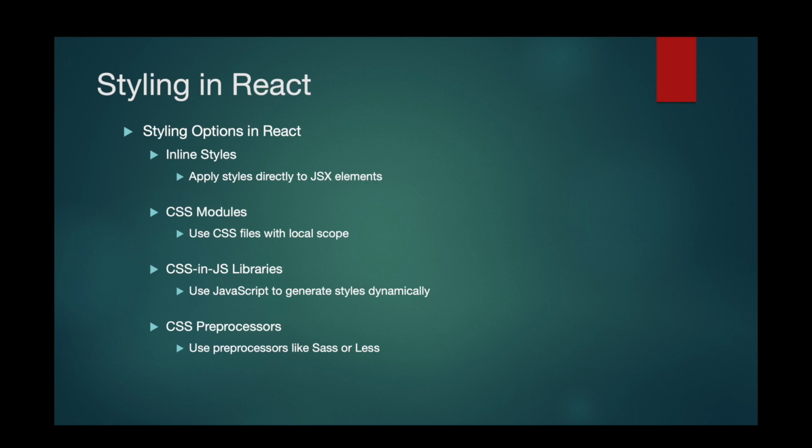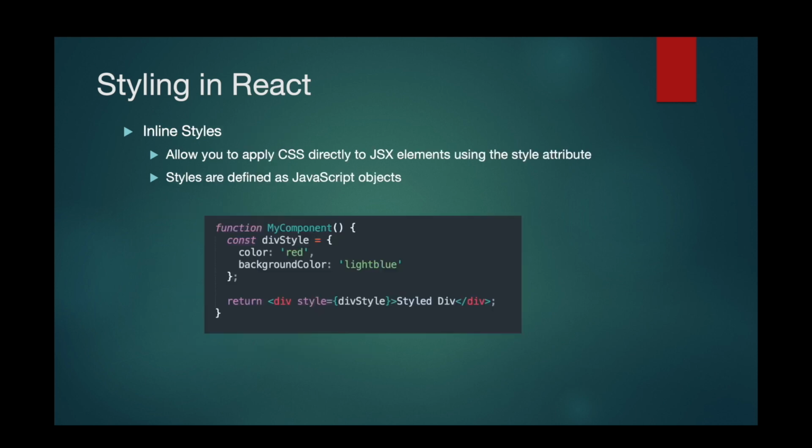There is CSS modules, where you use CSS files with local scope, allowing for better encapsulation and avoiding class name conflicts. CSS in JS libraries use JavaScript to generate styles dynamically, often scoped to specific components or elements. CSS preprocessors use preprocessors like Sass or Less to write CSS with additional features such as variables and mixins.